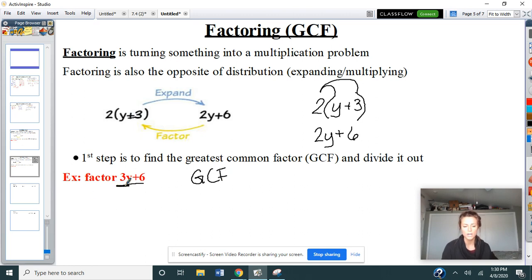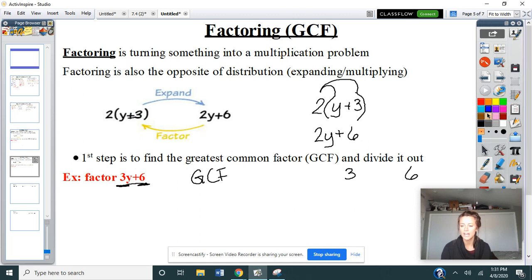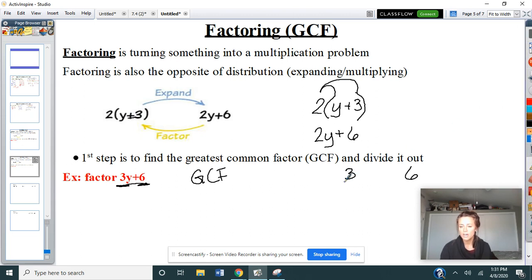What's the GCF of 3y and 6? Let's pretend the y wasn't there, because I think you're getting confused with the y. If it was just 3 and 6, what's the GCF of that? Well, what are the factors of 3? What multiplies to give me 3? There's only one set of factors: 1 times 3 is 3, and there's nothing else that multiplies to give me 3. So my factors of 3 are 1 and 3. And my factors of 6: 1 times 6 is 6, and 2 times 3 is 6, and there's nothing else that multiplies to give me 6.